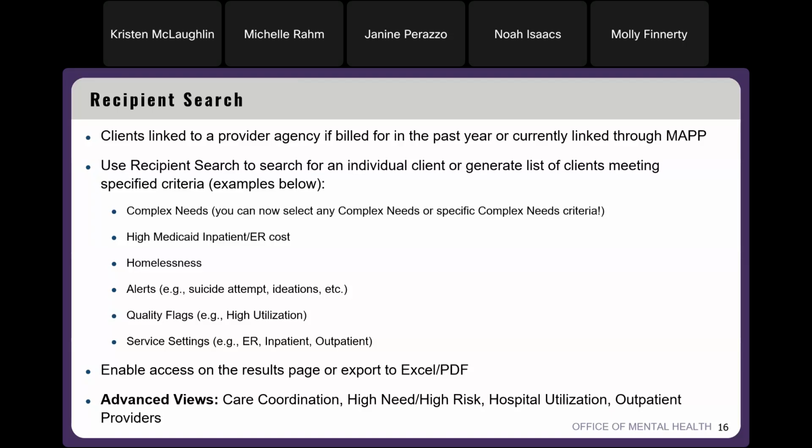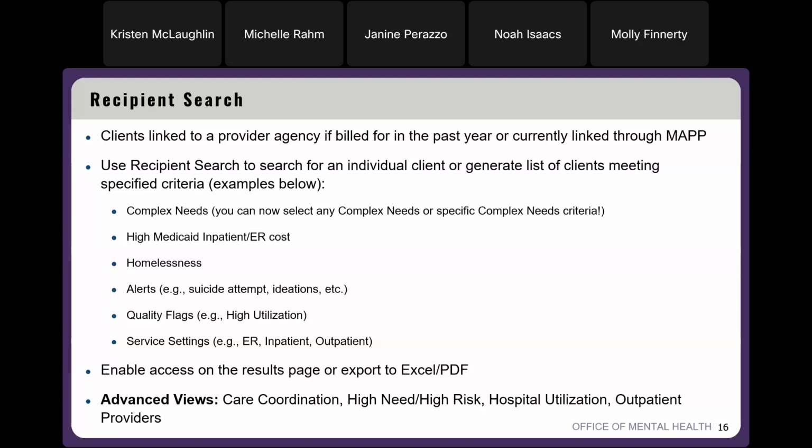But some of the other things that you're going to be able to use the recipient search for: if you want to identify the high-costing Medicaid folks that are using the inpatient or ER. Who are the people who have been identified as homeless, based on maybe the New York City DHS data or via Z codes in billing. If there are any significant alerts like a suicide attempt, suicidal ideation, opioid overdose, quality flags, service settings.